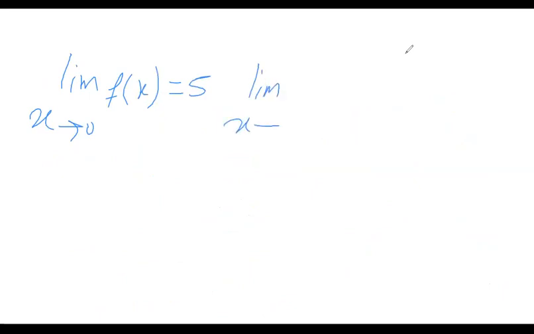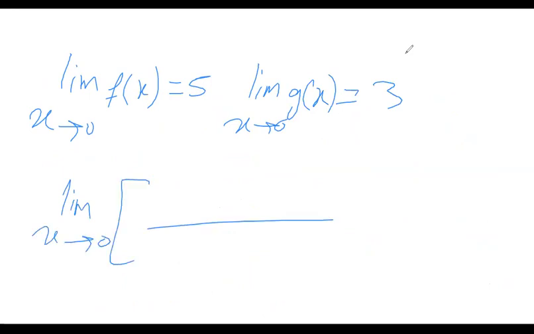Now, for example, let's say that the limit as x approaches 0 of f of x is equal to 5, and the limit as x approaches 0 of g of x is equal to 3. So, for example, find the limit as x approaches 0 of g of x minus 2 f of x, all over f of x.